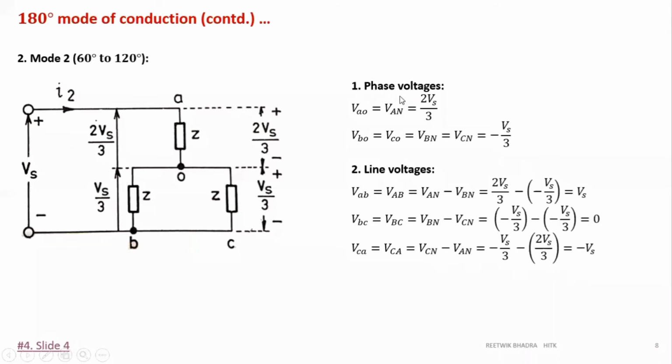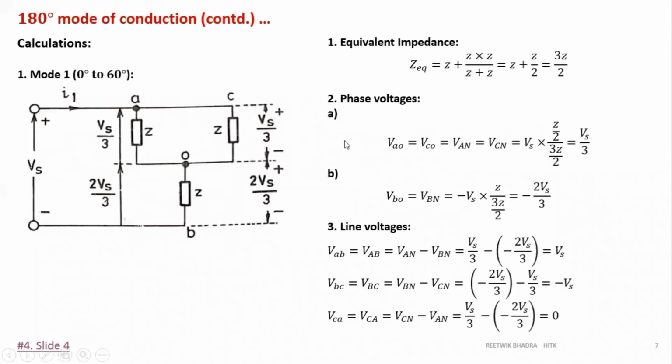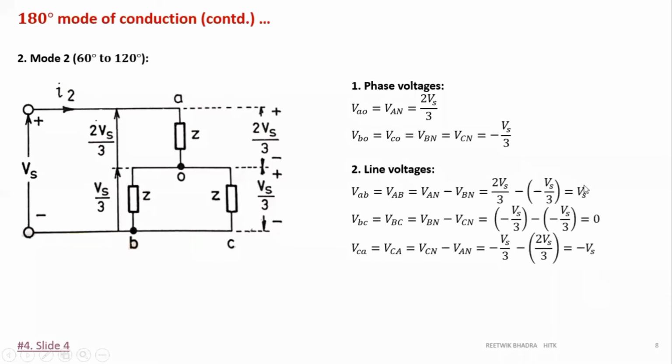I'm not going into this calculation because if this is correct, these values will be correct. See one thing here: the phase voltages are fluctuating between 2 Vs by 3 and Vs by 3, and line voltages are fluctuating between 0, Vs and minus Vs. So you should remember these values. If any value comes apart from this, then your answer is wrong. So cross check that: Vs, minus Vs, 0, that means my value is correct. 2 Vs by 3, Vs by 3, minus 2 Vs by 3, minus Vs by 3. These are the values. So this is Vs, minus Vs.